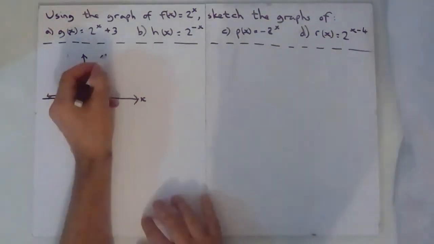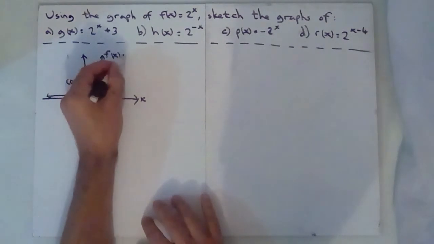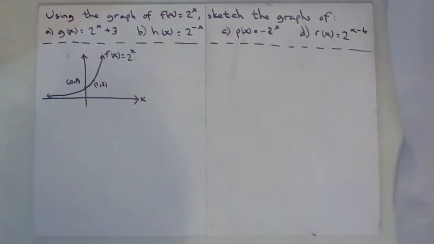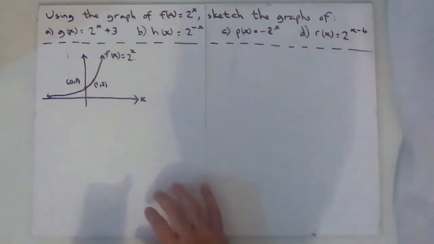So this is f(x) = 2^x. Right, so now we just need the rest. I've not written it on here, but what I want to do is state the domain, the range, and the equation of the horizontal asymptote for all of these graphs. So it'd probably be useful if I had it for this.